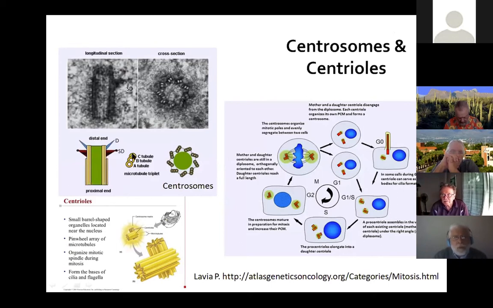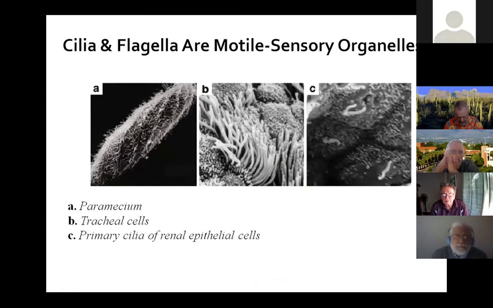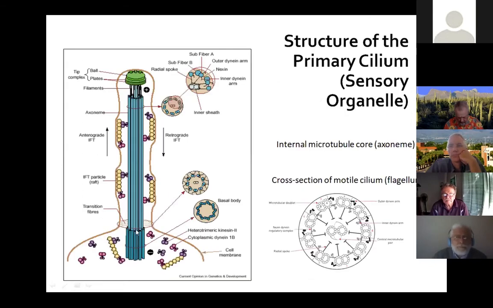So you see 1, 2, 3 microtubules, and then an arrangement of microtubules together. Microtubules form several interesting motile and sensory organelles. For example, in paramecium, Stuart was mentioning the paramecium that moves, avoids danger, looks for food, and so on, because of these cilia. Tracheal cells in the lung, renal cells and sensory neural cells all have them, and basically they are all constructed from microtubules.